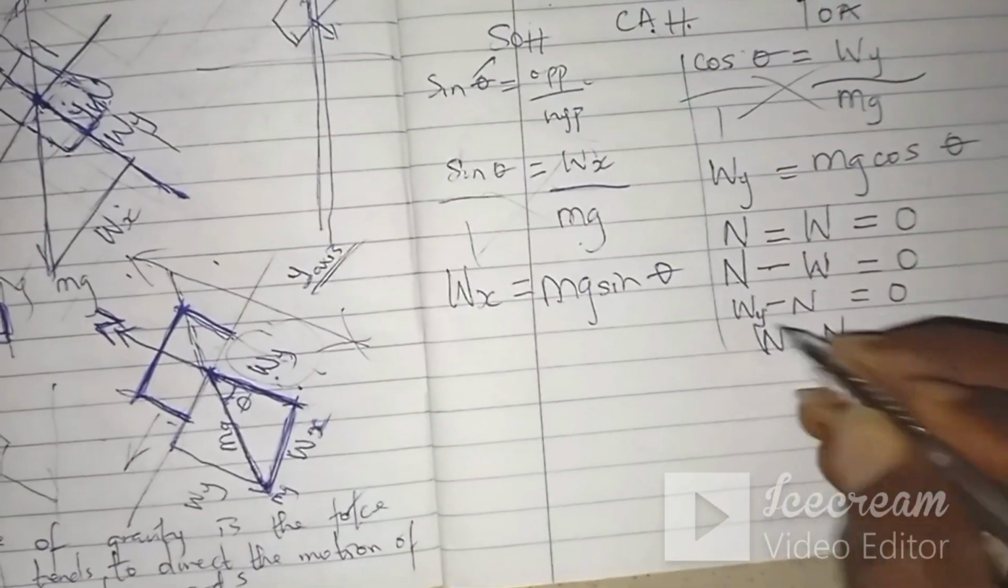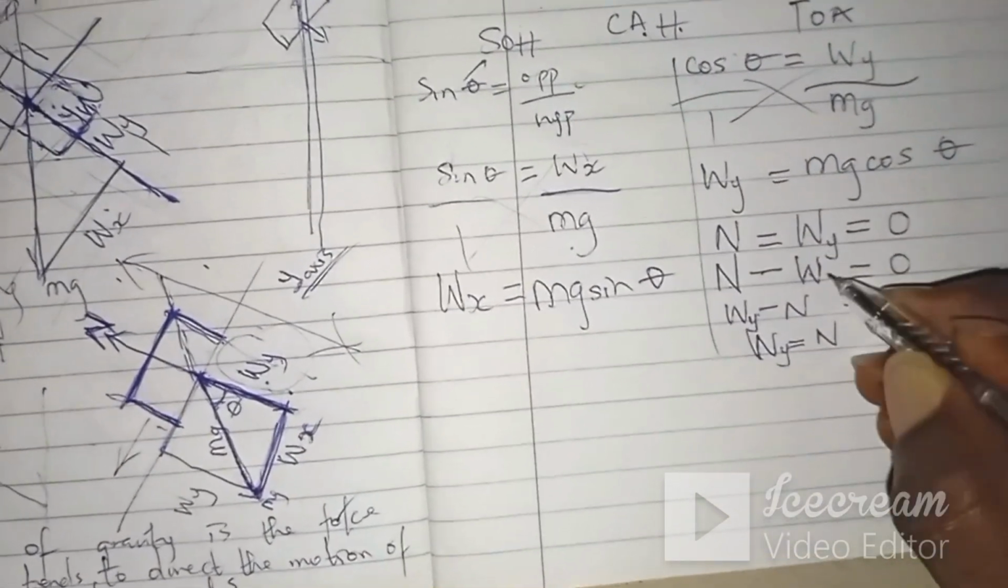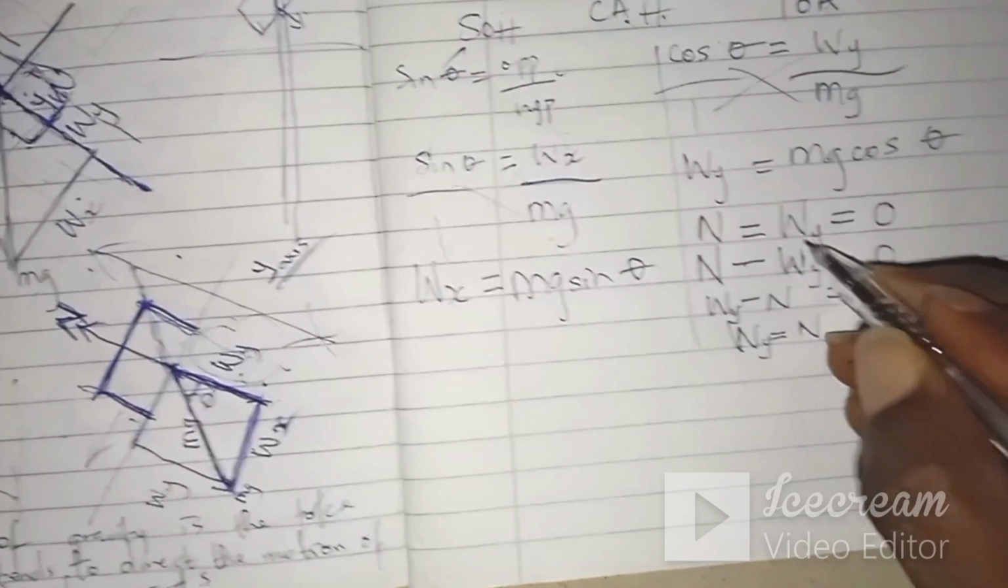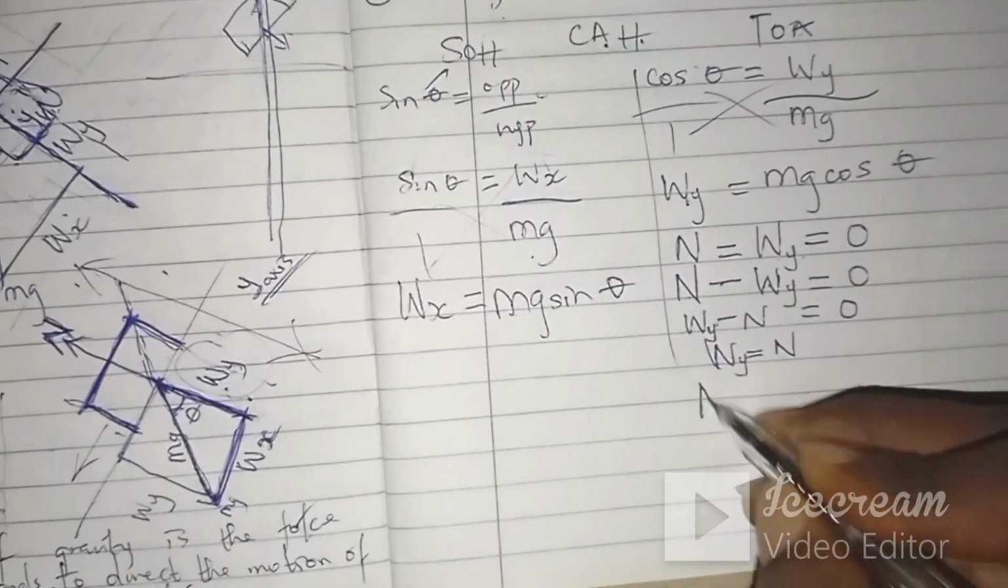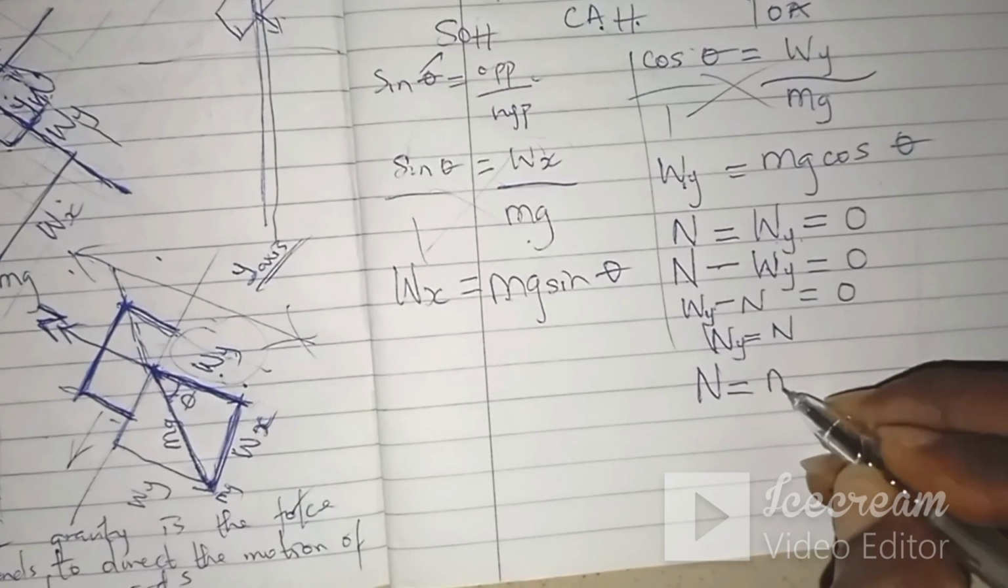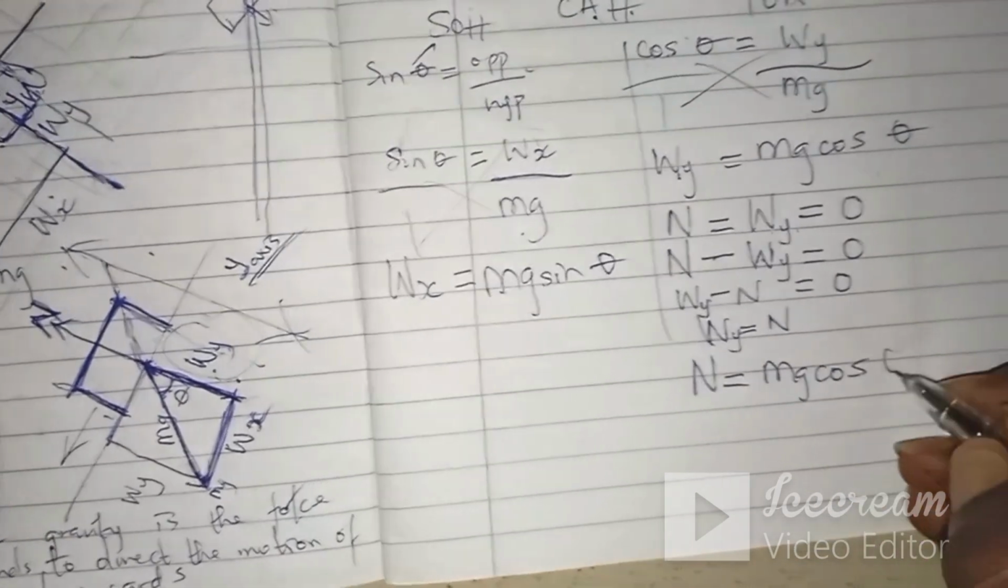And the W here is on the y-axis, and remember that Wy we've gotten to be mg cos theta. So which means that N is equal to mg cos theta.